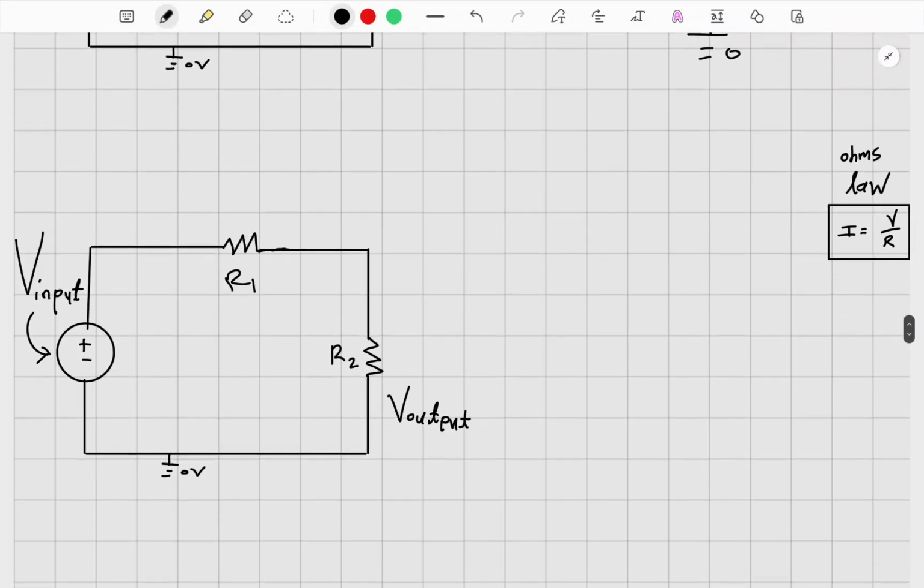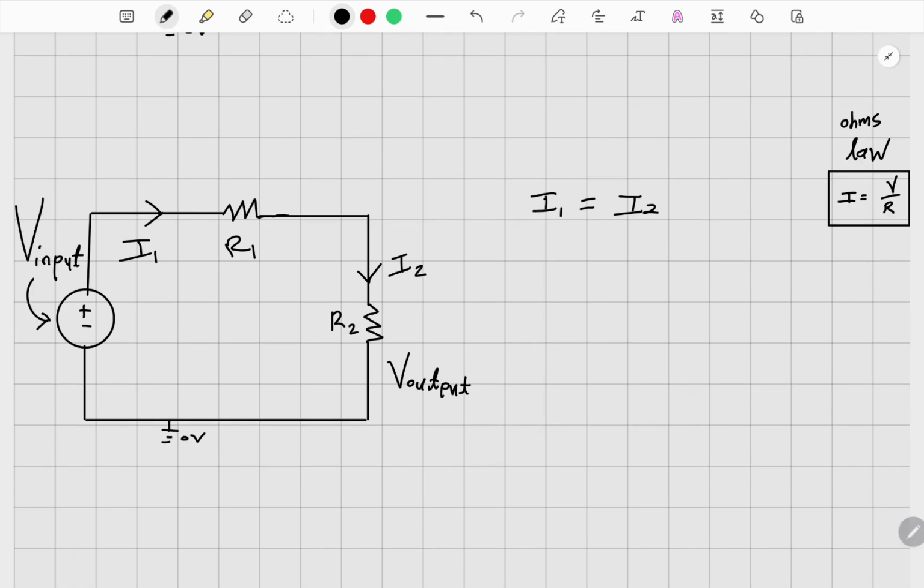So how can we analyze this circuit? Well, to start off, we know that the current in a series network for resistors is going to be the same across R1 and R2 because they're in series. So the current across R1, I'm going to call this current I1, is equal to the current across R2, and I'll call this current I2. And these currents are equal because they're in series. So I could say I1 is equal to I2.